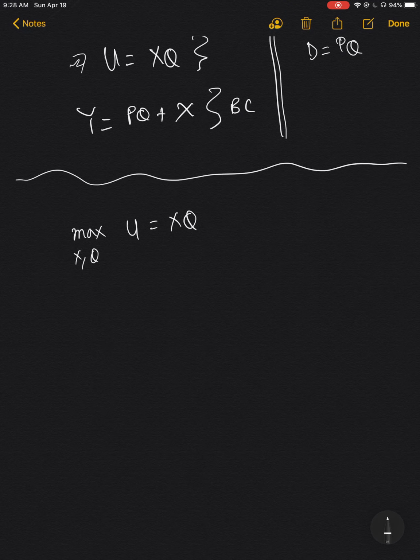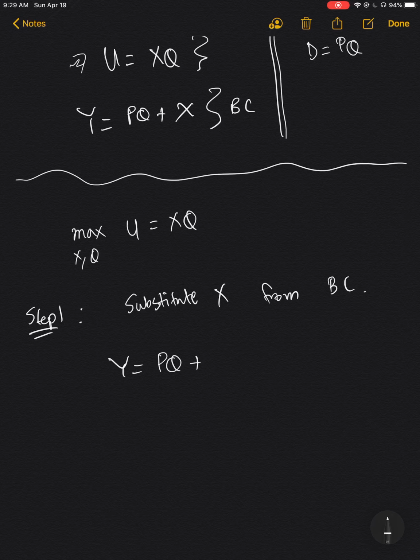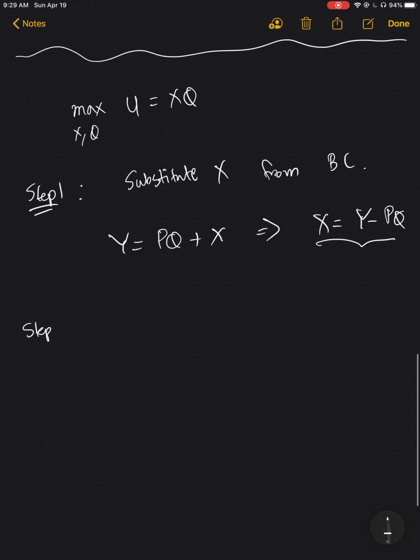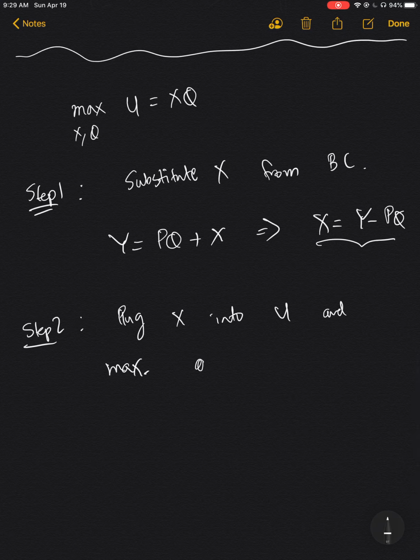What you do, and this is something you're going to do for all defensive expenditure problems, this is step one: you substitute X from the budget constraint. What do I mean by that? You know that Y equals PQ plus X. That means X equals Y minus PQ. You're going to take that and plug it into the utility function. Step two, plug X into U and maximize, and then solve for Q.